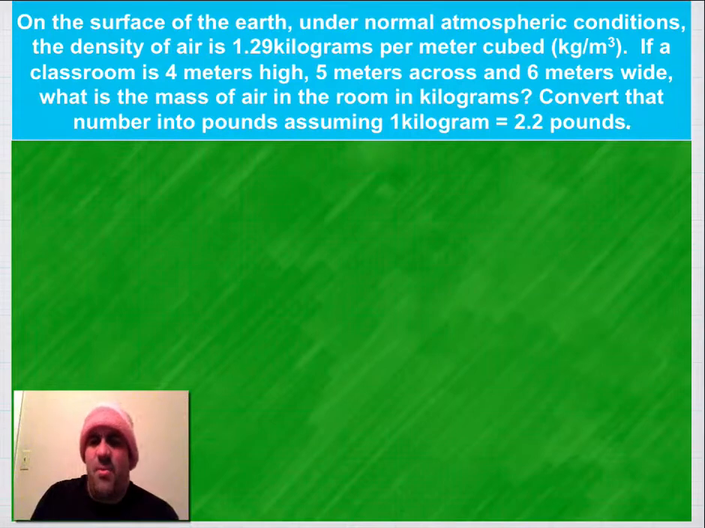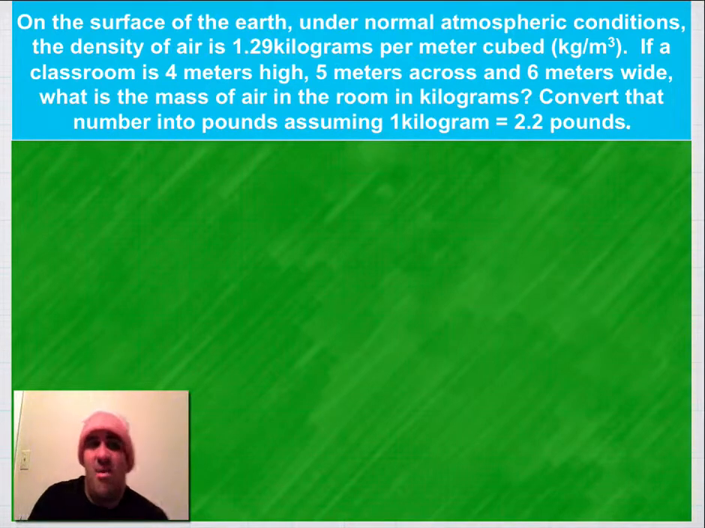And the second and final problem. On the surface of the Earth, under normal atmospheric conditions, the density of air is 1.29 kilograms per meter cubed. If a classroom is 4 meters high, 5 meters across, and 6 meters wide, what is the mass of the air in the room in kilograms? Convert that number into pounds, assuming 1 kilogram is 2.2 pounds.